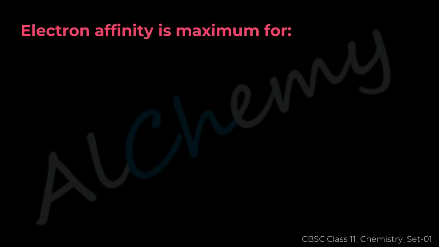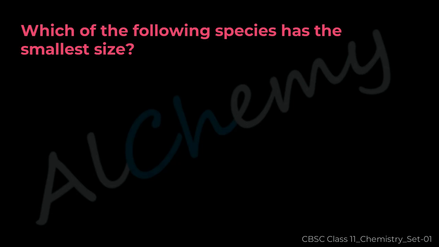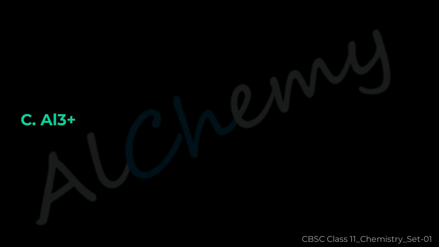Question 12. Electron affinity is maximum for A. F, B. Cl, C. Br, D. I. The correct answer is Cl. Question 13. Which of the following species has the smallest size? A. Na+, B. Mg2+, C. Cl3+, D. one. The correct answer is Cl3+.